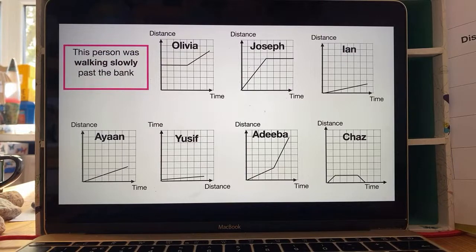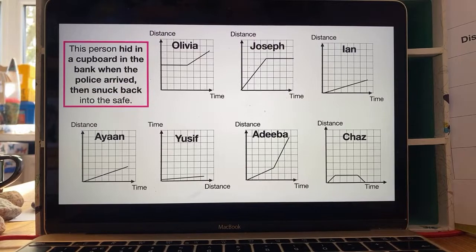This person was walking slowly past the bank. So I said there was a walker and a jogger. This person was walking slowly past the bank, so they are innocent as well. In fact, the walker and the jogger are innocent, so if you've spotted both of them, that's fine. All right, moving on. Did you spot that Yusuf's axes are a little bit twisted? What does that mean? This person hid in a cupboard in the bank when the police arrived and then snuck back into the safe.